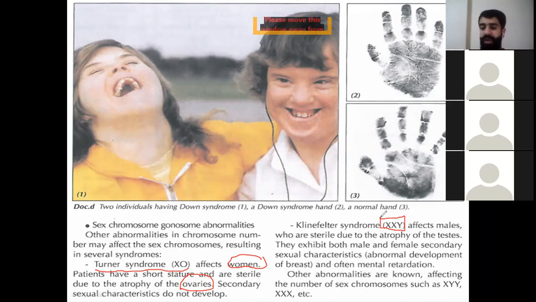So these individuals with the Klinefelter syndrome have abnormal development of the breast, and they have mental retardation. Not all the cases, but often they have mental retardation. Other abnormalities affecting the number of sex chromosomes, for example XYY or XXX, are very, very rare. So mostly we are going to focus on the Turner syndrome, XO, or the Klinefelter syndrome, XXY.